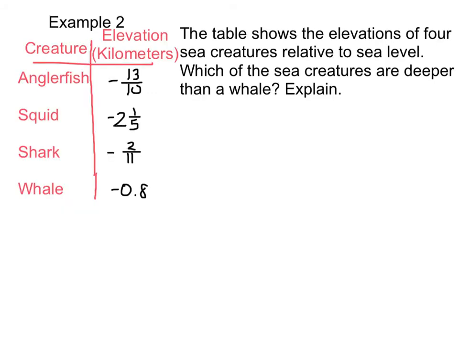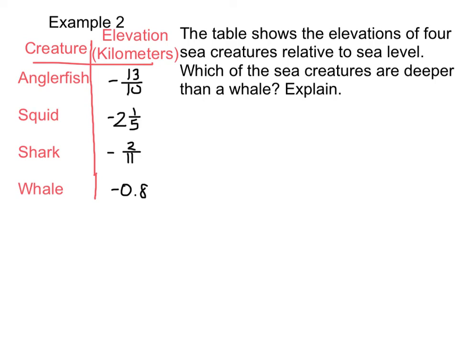Example number 2. The table shows the elevations of 4 sea creatures relative to sea level. Which of the sea creatures are deeper than the whale? Explain. So if you look here, we have a whale. The whale's at -8/10. We have 4 creatures, and we have an elevation in kilometers of each creature. So the first thing we're going to do is, since the whale is in decimals, I'm going to change the rest of them into decimal form.